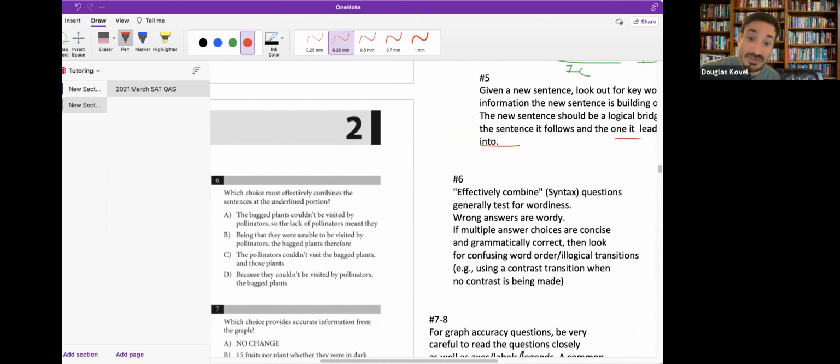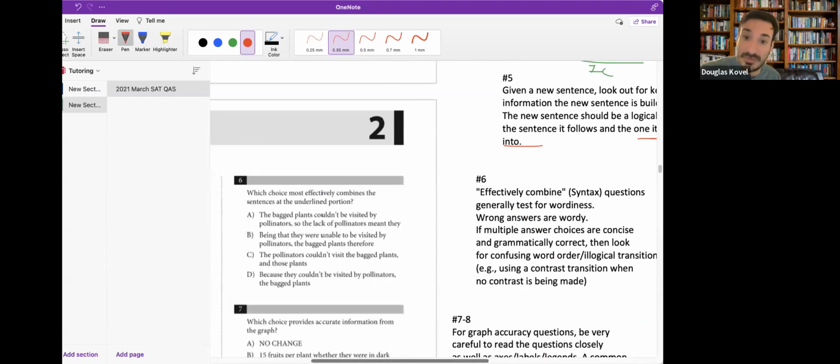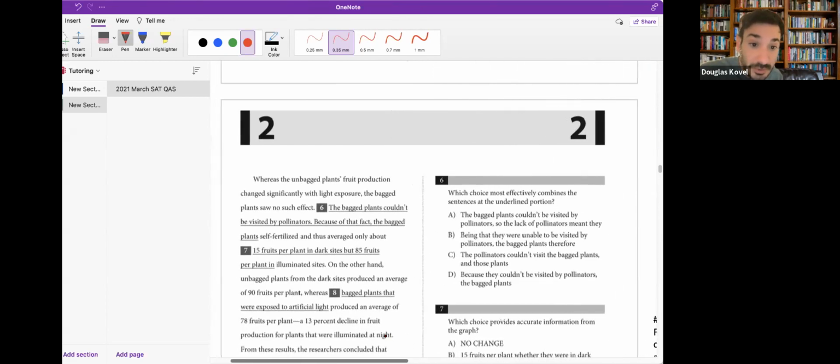So for example, maybe using a contrast transition when you're supposed to use a cause and effect, or a cause and effect when you're supposed to use a contrast. So that was kind of the problem with choice D back in question 4, the "so" that wasn't logical when we needed to have a contrast. So we'll go to here.